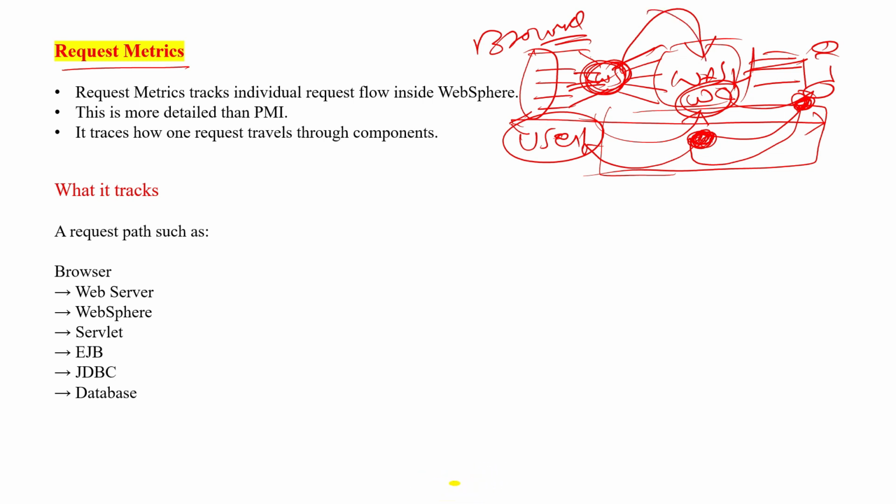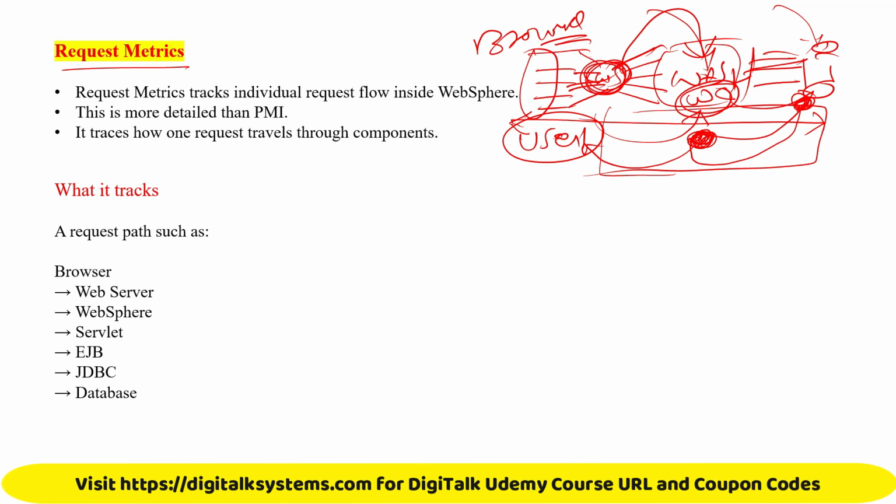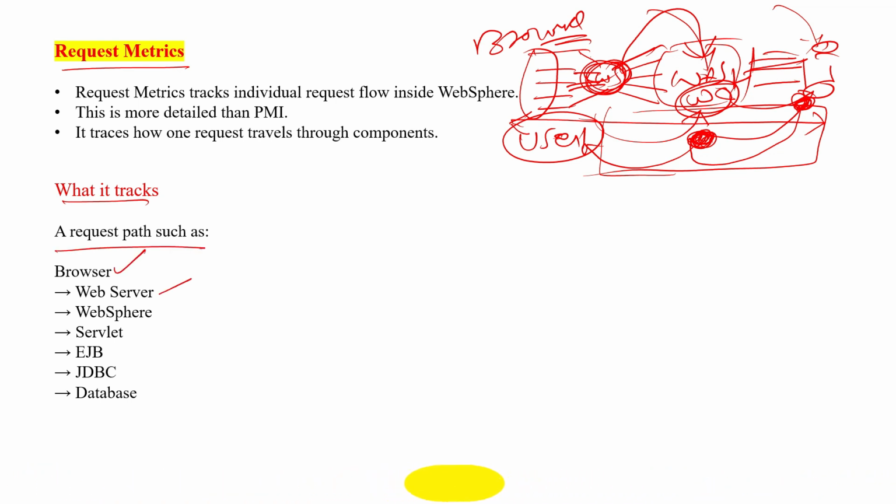Is it the WebSphere which is causing the delay? Is it the database which is causing the delay? Which component is actually causing the delay? So it tracks the request path, such as the request initiated from the browser. It will go to the web server. Then it will reach WebSphere.